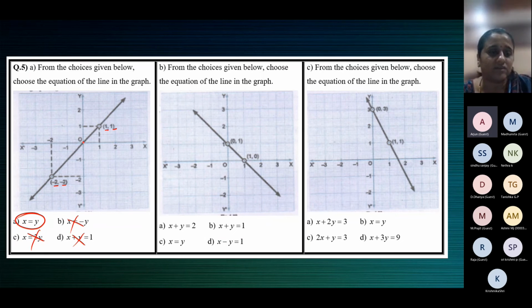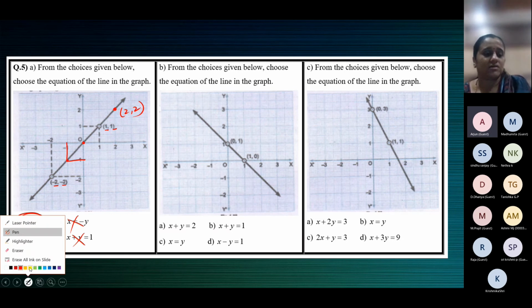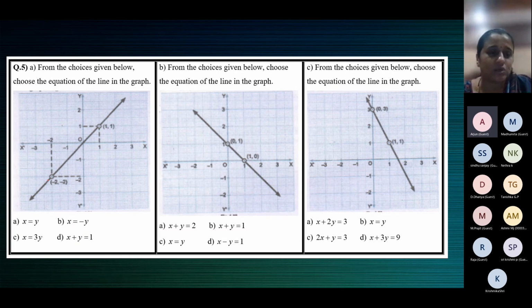Here also, x is equal to y, 0, comma 0. Take any point on the line. Take this point, -1, comma -1. What are the coordinates of this point? 2, comma 2. X is equal to y. So the equation of this line is x is equal to y.